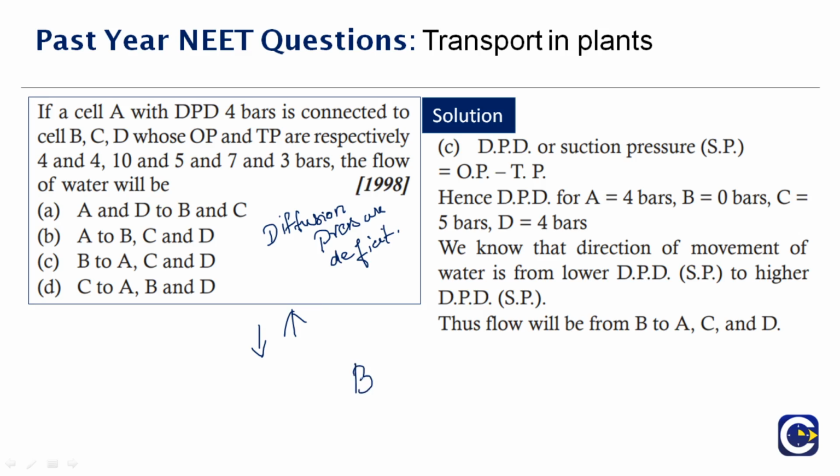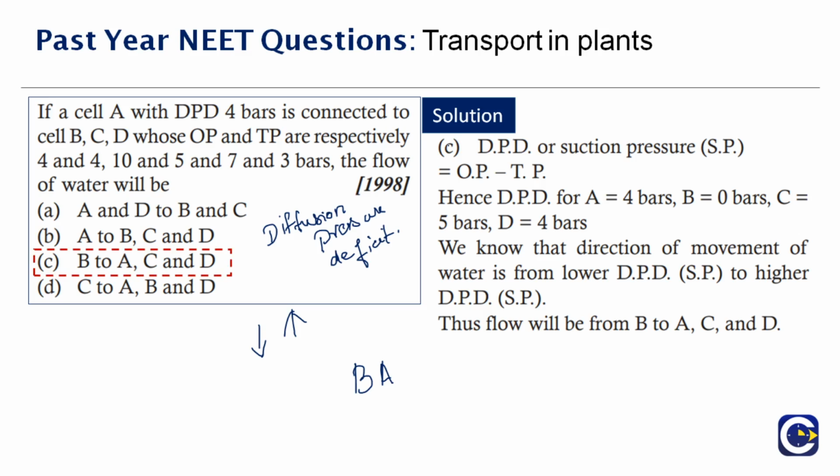Next you have A, which is again 4. So A, then it will come as C. C has 5 bars and D has 4 bars. If you look clearly, you can see it is moving from the lower to the higher concentration. So the correct answer to this question is option C, B to A, C and D.